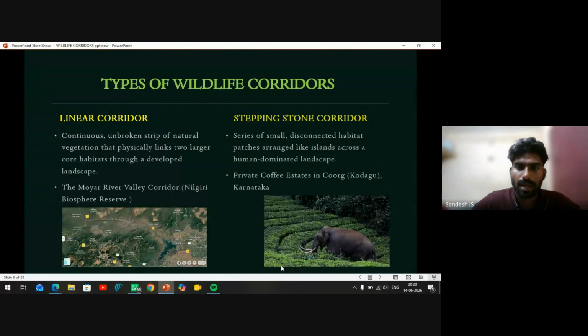An example is a private coffee estate in Tour. So the elephants stop or rest in this corridor and move to another island. So that way it functions like a chain. Most of the corridors in India are stepping stone corridors because most of the forest areas are becoming human-dominated landscape.